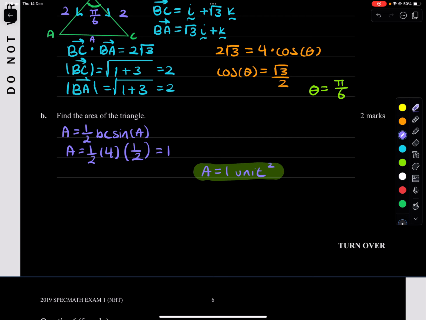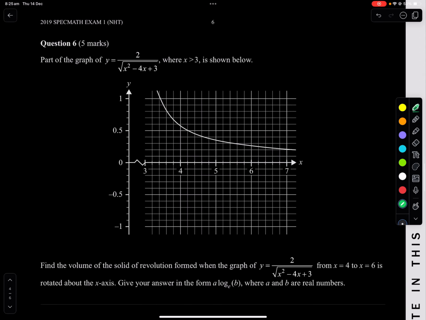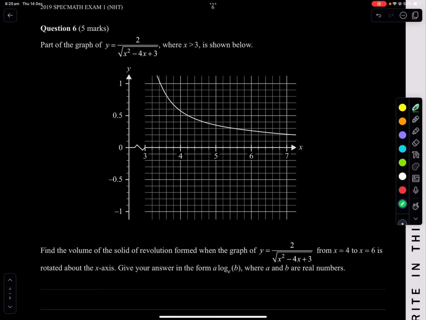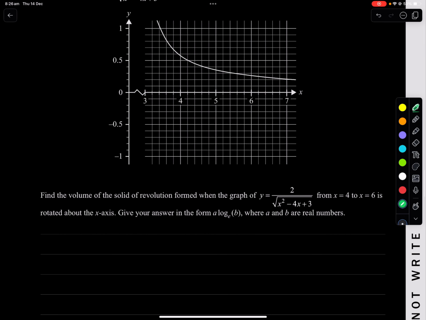Next question. Let's go to that. Question 6. Part of the graph of y equals this, where x is greater than 3, is shown on the graph. Find the volume of the solid of revolution formed when the graph from x equals 4 to x equals 6 is rotated about the x-axis. Give your answer in the form a log b, where a and b are real numbers.